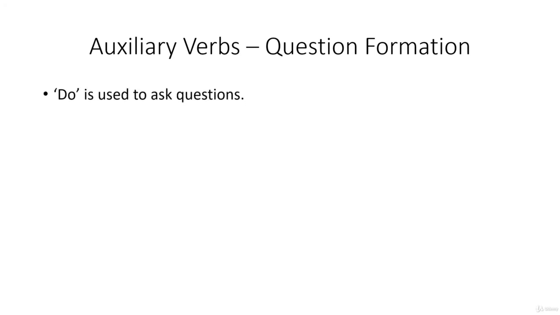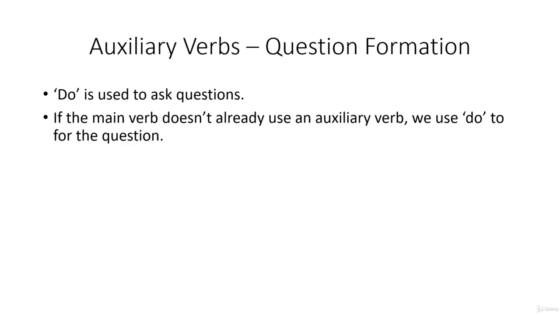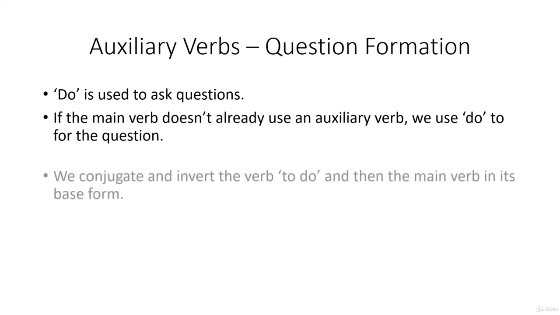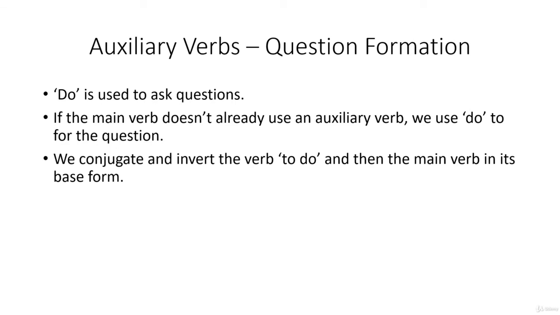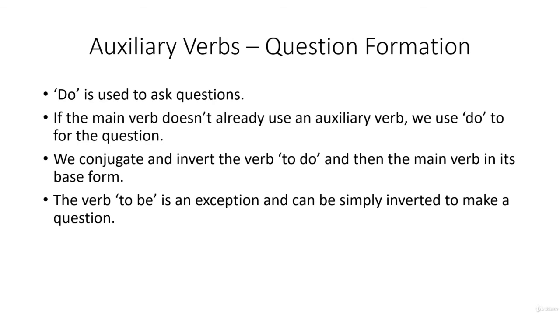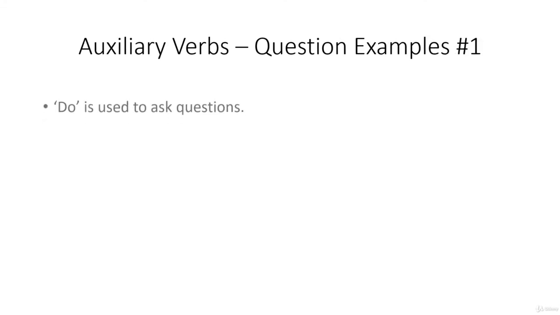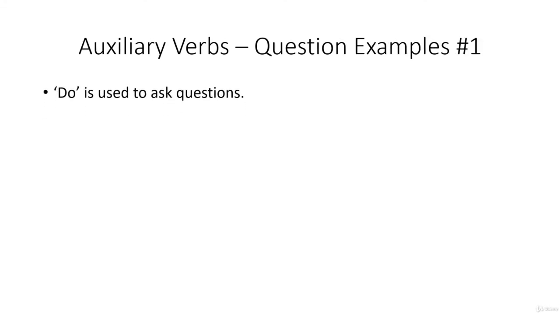We also use do to ask questions. So if the main verb hasn't already got an auxiliary verb, as we've seen in previous examples, we use do for the question form. So we conjugate and invert the verb to do, and then add the main verb in its base form. So we don't conjugate the main verb anymore. And the verb to be is of course an exception, and we can simply invert it to make the question. So we use do to ask questions.